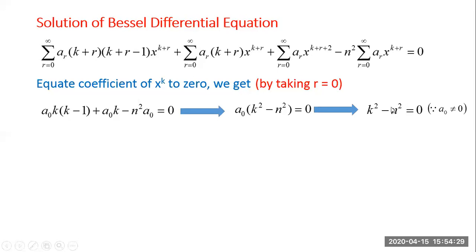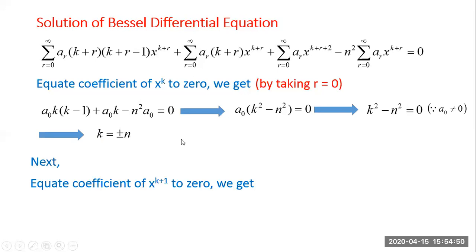k square minus n square is 0 means k square is equal to n square, or k is equal to plus or minus n. So k takes two values, plus n and minus n. So this is by equating the coefficient of x power k to 0. Next, equate the coefficient of x power k plus 1 to 0.